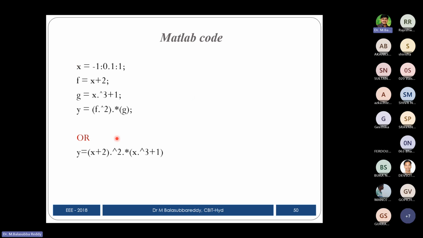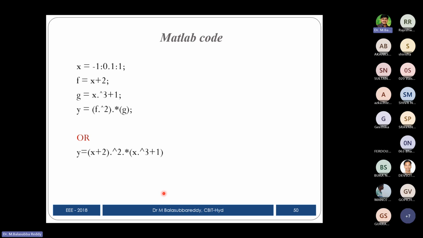Now one direct sentence you can write, or you can split it and write. The x is given as -1 colon 0.1 colon 1. Then f is equal to x plus 2 and g is equal to something variable. Otherwise, this is the simple way. X plus 2, here square is there, so each element is squared, that's why dot square. And here star is each element, dot, and here power dot. That's it.